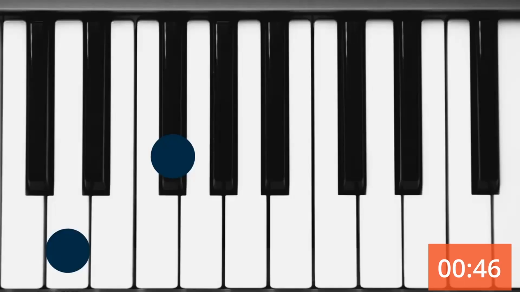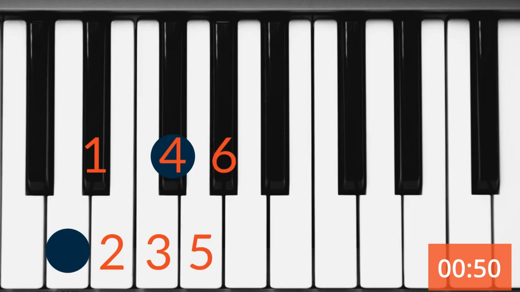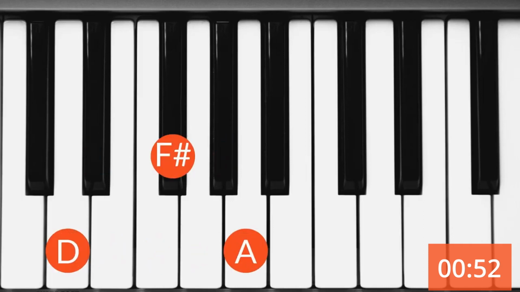Next, we need to figure out the fifth of the chord. A perfect fifth is 7 semitones, so we need to count up 7 semitones to find out what our fifth is, and that will complete our chord. So we start with D, and then we go D sharp, E, F, F sharp, G, G sharp, A. So A would be our fifth.